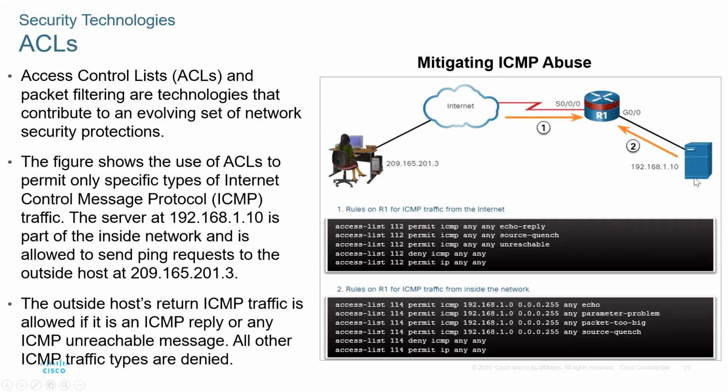And it's allowed to send ping requests out to the outside host of 209.165.201.3. However, the outside host's return ICMP traffic is allowed only if it is an ICMP reply or ICMP unreachable message. So any other types of ICMP traffic are denied, which means you can't be sending traffic in this direction and out. You have to be able to send traffic from here out this way so that it replies back through.